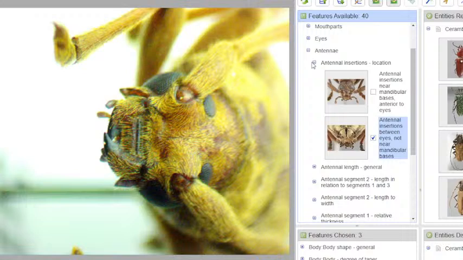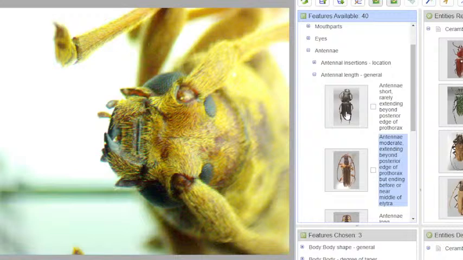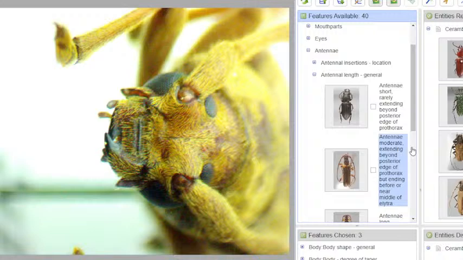The general length of the antenna is moderate. We're not going to click that one because it got rid of all of the options. Is it going to be another Lepturini? This key really likes to tell me that all of my beetles are in the Lepturini family. I wonder if it's the largest subfamily. I would have thought Cerambycinae would have been the largest subfamily.